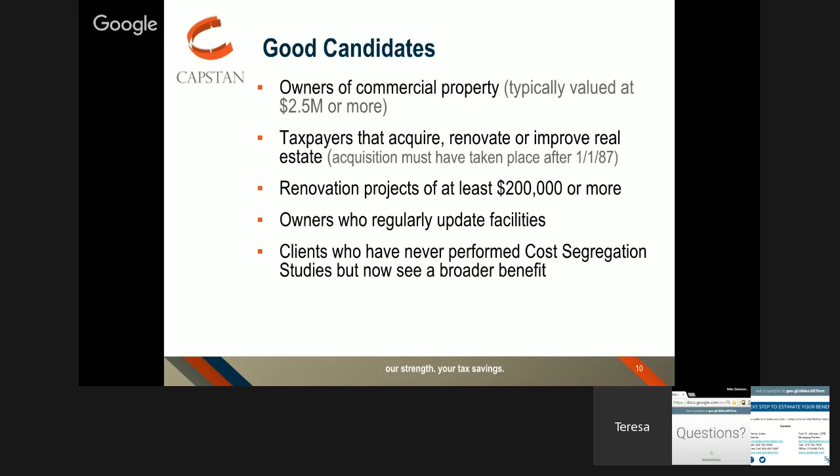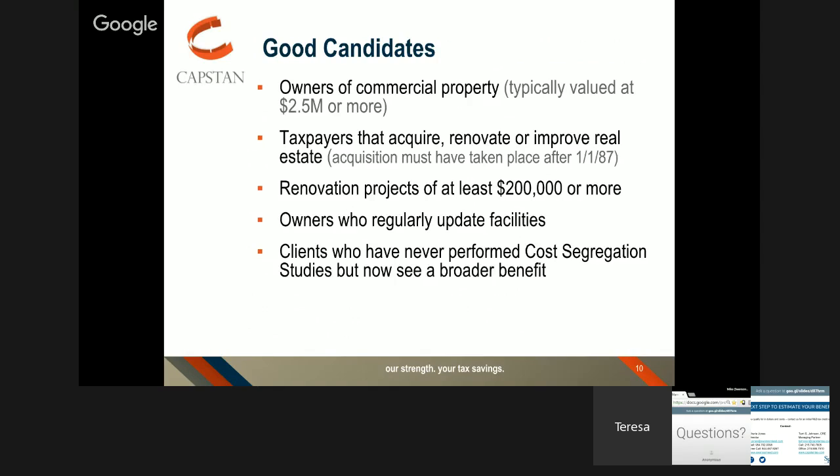I'd like to add here that we always present an estimate of benefit at no cost to you, if you're interested in taking a look. It's a conservative estimate, but it would at least give you a feel of, is it worth pursuing?